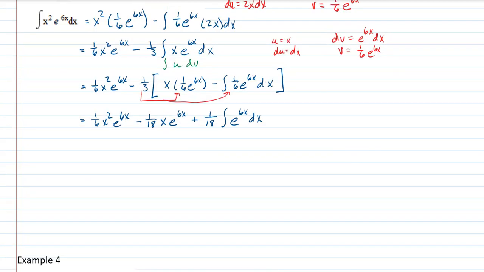Now we're ready to integrate this last term, and we can. So that's going to give us 1/6 x squared e to the 6x minus 1/18 x e to the 6x plus 1/18 times, and then when I integrate e to the 6x, I get 1/6 e to the 6x plus c.